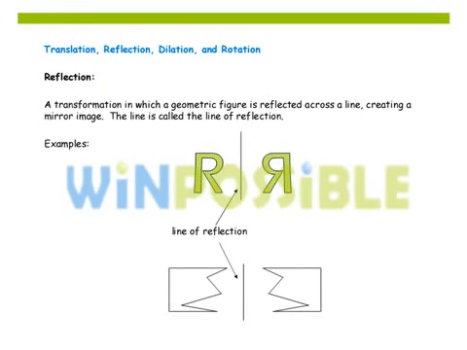A reflection is a transformation in which a geometric figure is reflected across a line, creating a mirror image. The line is called the line of reflection. So here's the line of reflection, and you can also think about it as if I were to pick up this letter in my hand and flip it over like a pancake over to the other side. It would look like this. So we have a mirror image in this figure too. Here's the line of reflection, and each side is a mirror image of the other side.